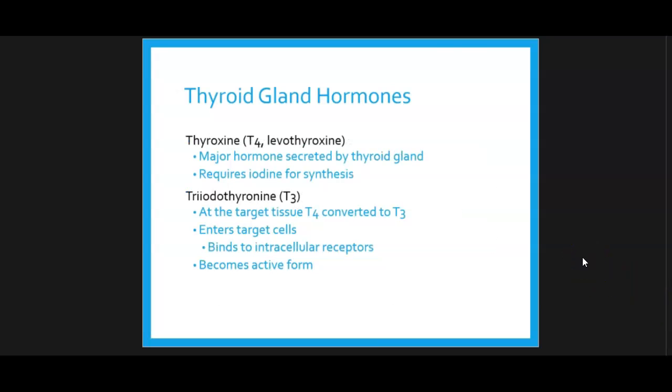Oops, sorry. Let me back up. T4 has very little effect on metabolic rate. It can be floating around the body and may have a very, very small effect, but really T3 is what's active. So on the slide, the major hormone secreted by the thyroid gland is T4, but it's going to be synthesized into T3 at the target tissue, and then it's going to enter the target cells, bind to these intracellular receptors, and then play out its function.